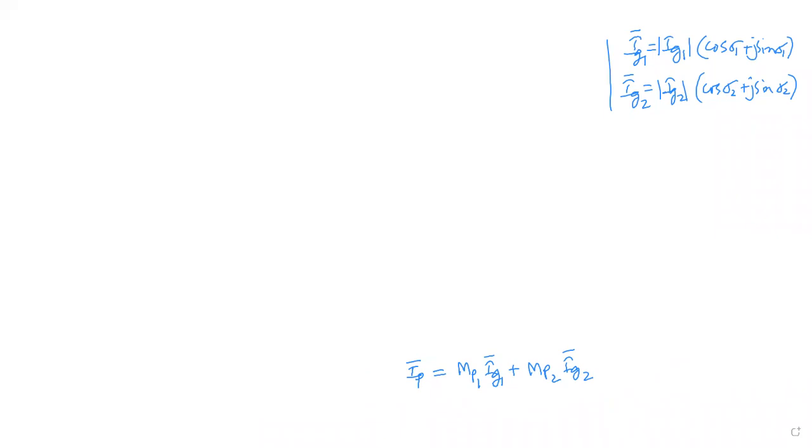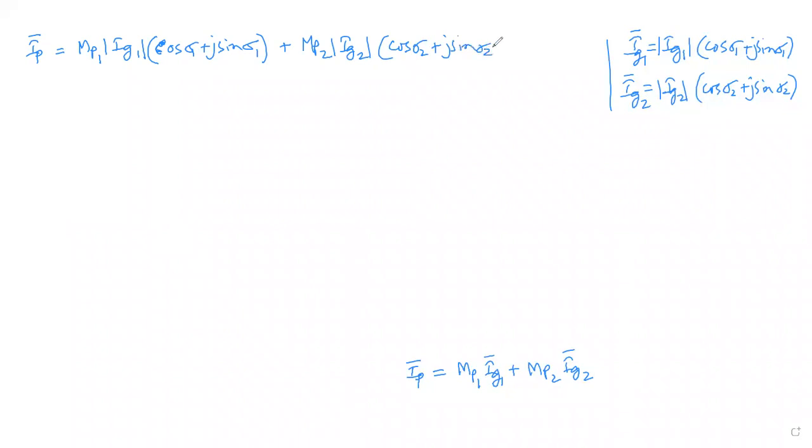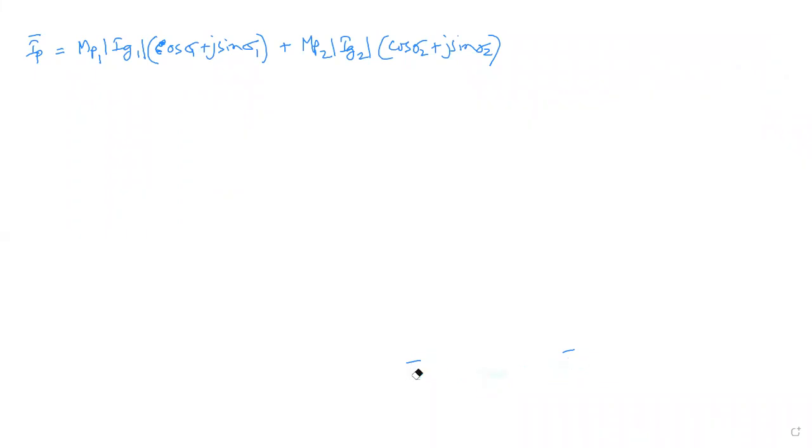So let's see what we do here. We continue with IP, that is MP1 IG1 cosine sigma 1 plus j sine sigma 1, plus MP2 IG2 phasor, so magnitude of IG2 multiplied by cosine sigma 2 plus j sine sigma 2.